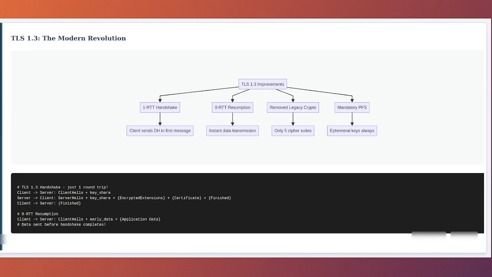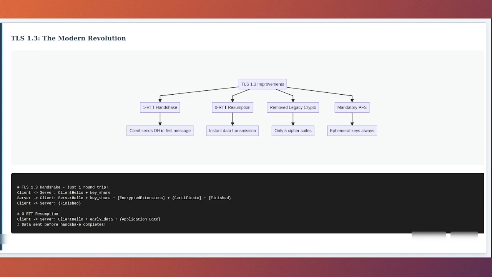Security improvements in TLS 1.3 are equally dramatic. The protocol removed a massive amount of legacy cryptography. For example, gone are RSA key exchange, CBC mode ciphers, MD5, SHA-1, and various other weakened algorithms. Only 5 cipher suites remain, all using authenticated encryption. This less is more approach eliminates entire classes of vulnerabilities. If the weak algorithms don't exist in the protocol, they can't be exploited.